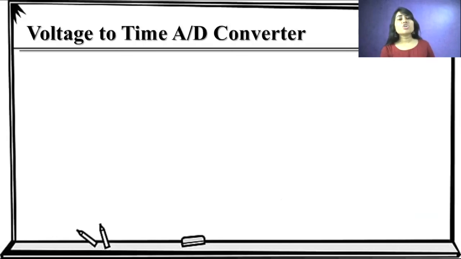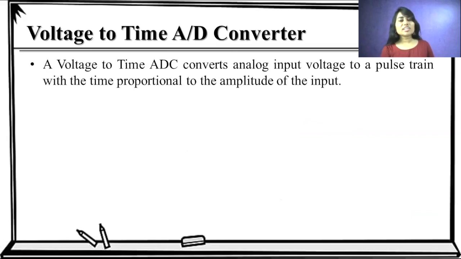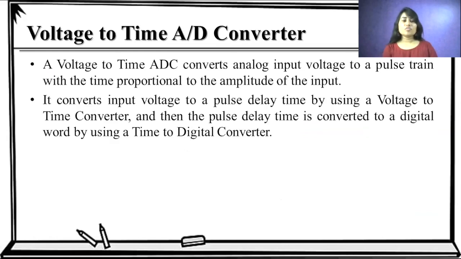Then we have the next, voltage to time analog to digital converter. A voltage to time analog to digital converter converts analog input voltage to a pulse with the time proportional to the amplitude of the input. In the previous one, frequency is proportional to the input. Here time is proportional to the input. It converts input voltage to a pulse delay time by using a voltage to time converter, and then the pulse delay time is converted to a digital word by using a time to digital converter.